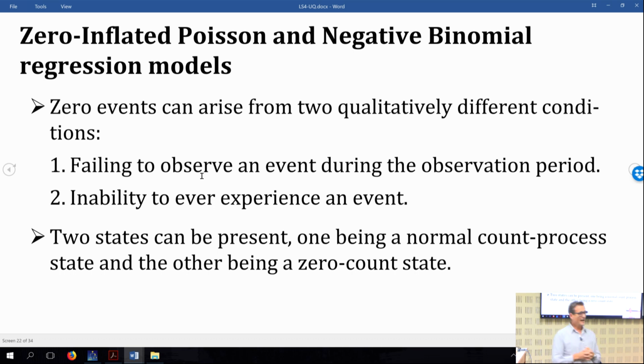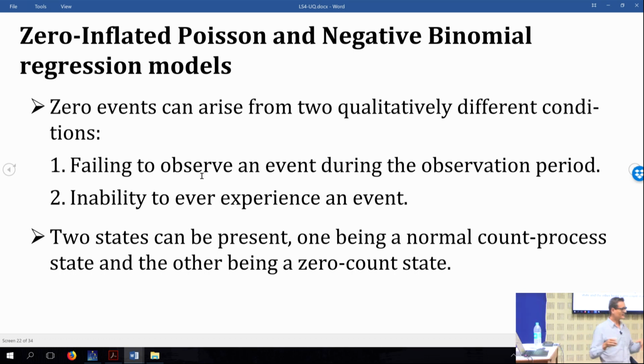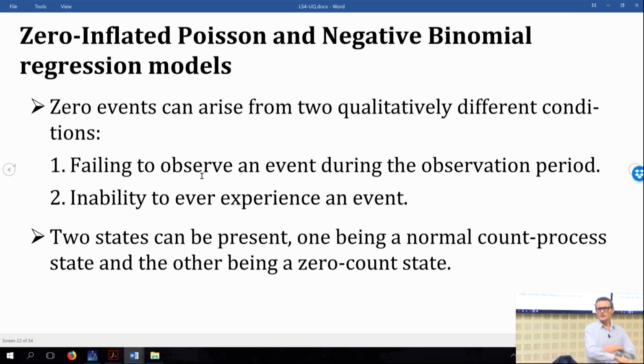All right, now it gets further. It can get even more complicated. Not surprising, right? Life and the things that generate data can be complex. So there's another thing that can happen, and it's called zero inflation. When we observe events and counts, we can have a situation where in our outcome variable, in the integers, we have lots of zeros.